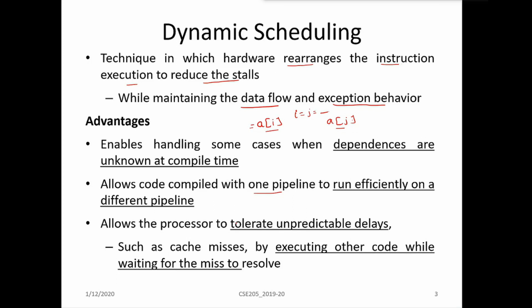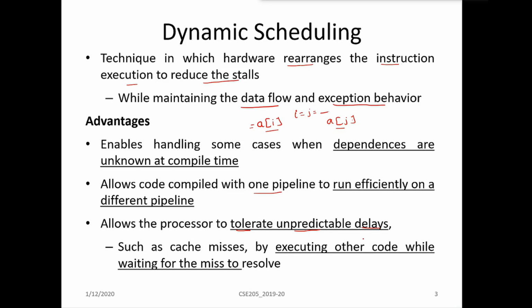And the third thing is that it allows the processor to tolerate unpredictable delays. Unpredictable delay is known only during runtime. Suppose the data depends on memory, or the data is there in the cache, or it has to be loaded from secondary memory. Only at that time will we get to know what kind of delay it is.